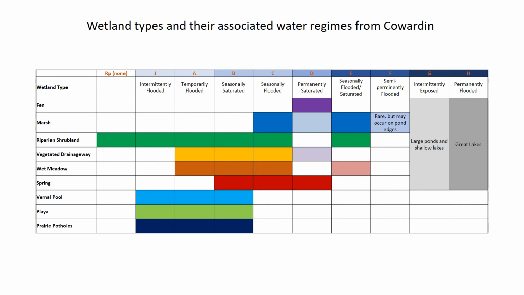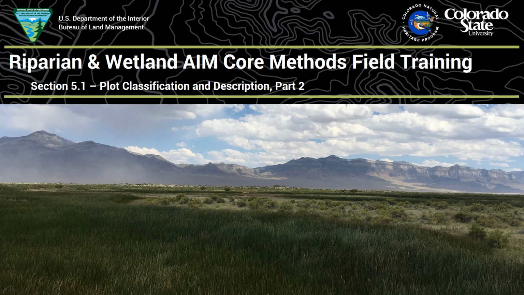This slide contains a table linking general wetland types to Cowardin water regimes. This table will also be available during training. This concludes part 2 of the presentation on classification and description. Thank you for listening.